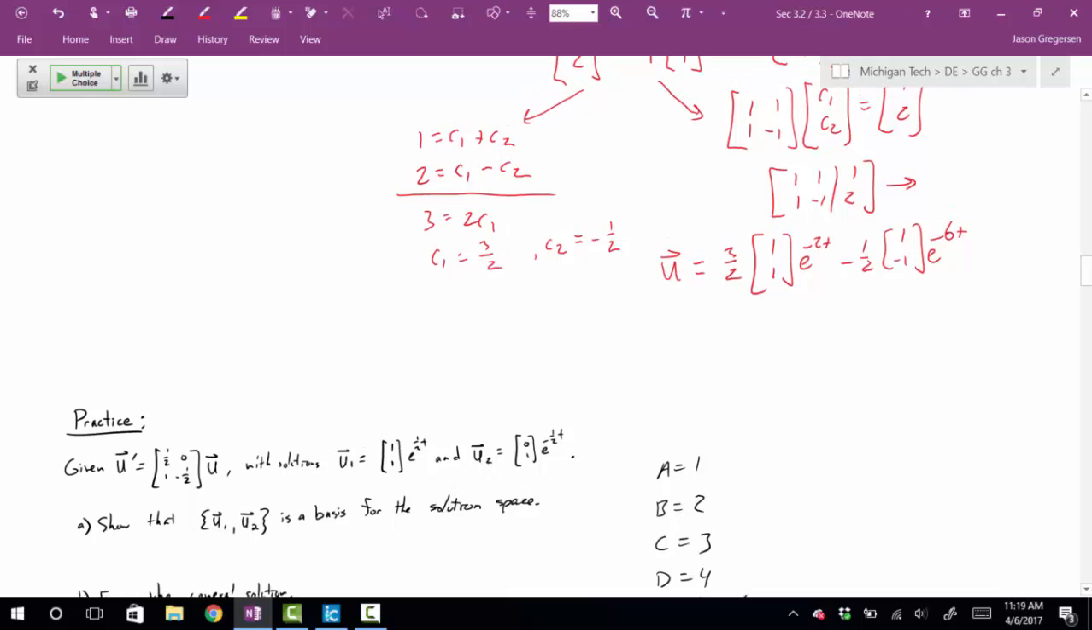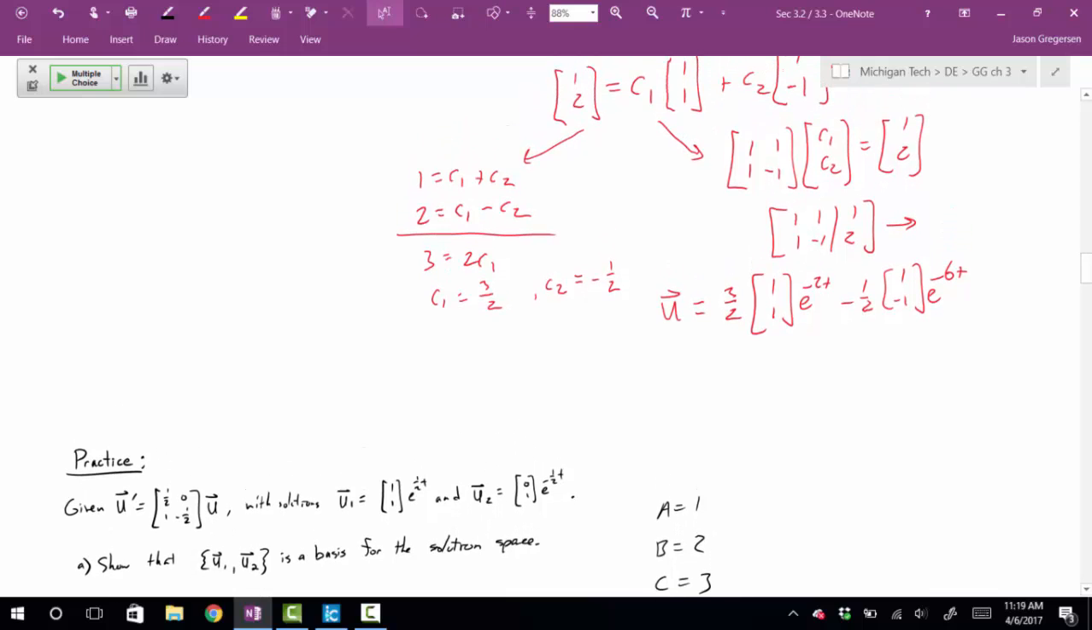You could combine it though. I mean, our solution is going to be a vector. It's going to be a value for u1 and u2. So I could combine this into one giant vector by multiplying the two vectors and then actually adding them together.